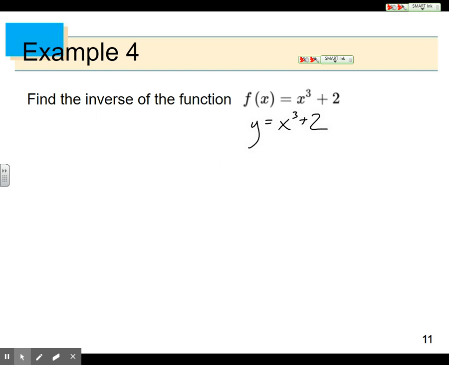I went ahead now and exchanged my variables. You can wait and do that, as long as you do it at some point in this process, it's fine. But now what I'm going to do is resolve this equation for y. So if I add 2 to both sides, and I take the cube root, I get my equation for y.